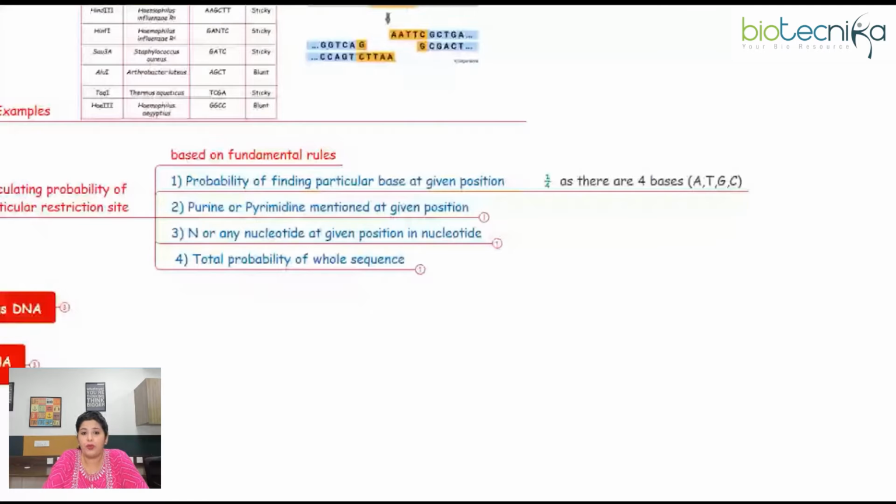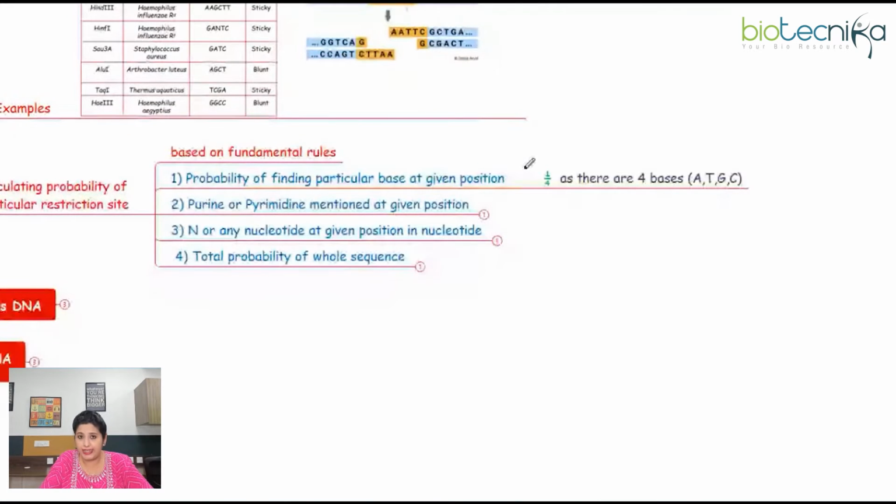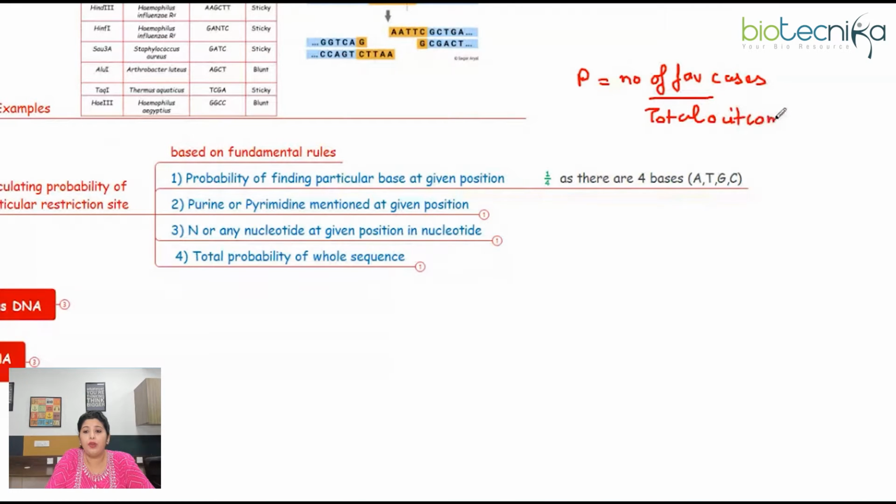Why is it 1/4? See, what is probability? It's a chance. In mathematics, we calculate it as the number of favorable cases divided by the total outcomes. For example, if you flip a coin and I ask what is the probability of getting a head when you flip a coin once? Total outcomes are 2, because the coin will land either showing head or tail. But what is the favorable case we are looking for? Let's say head. So the probability will be 1/2.